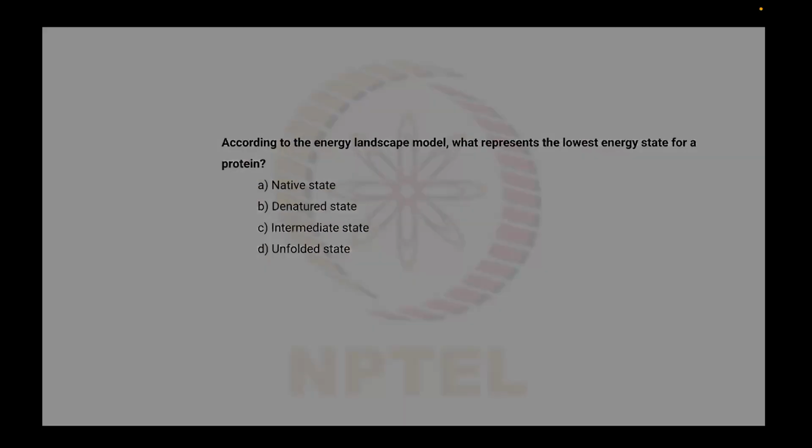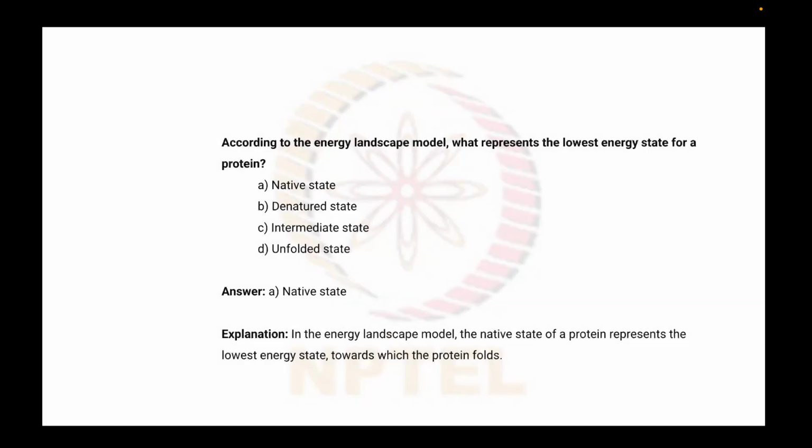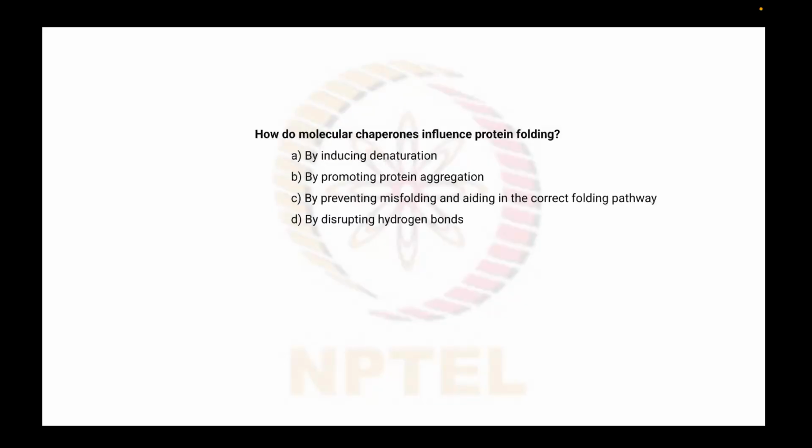The state with the lowest energy is the native state. In the energy landscape model, the native state of a protein represents the lowest energy state towards which the protein folds. How do molecular chaperones influence protein folding?